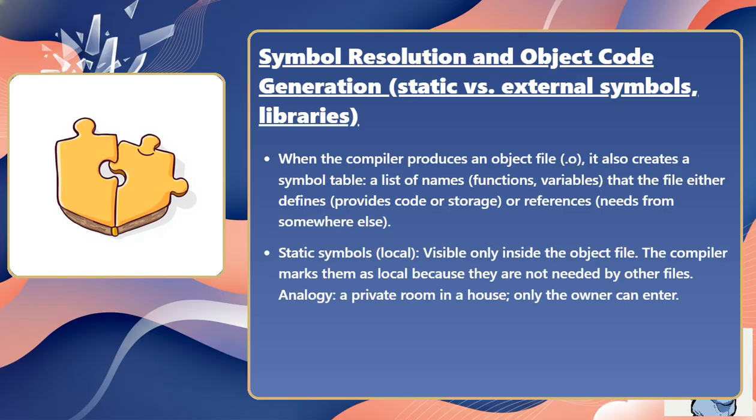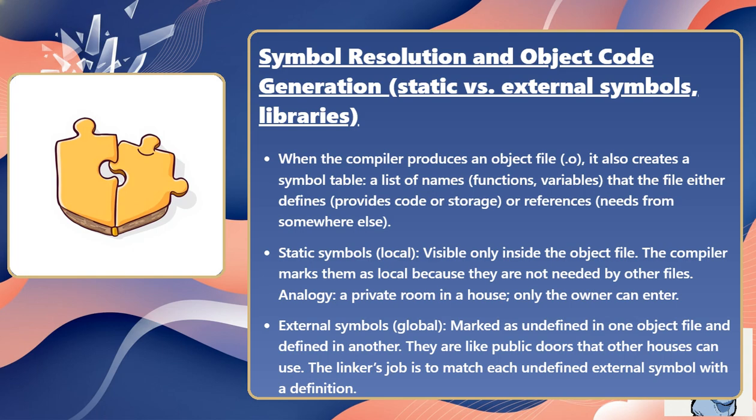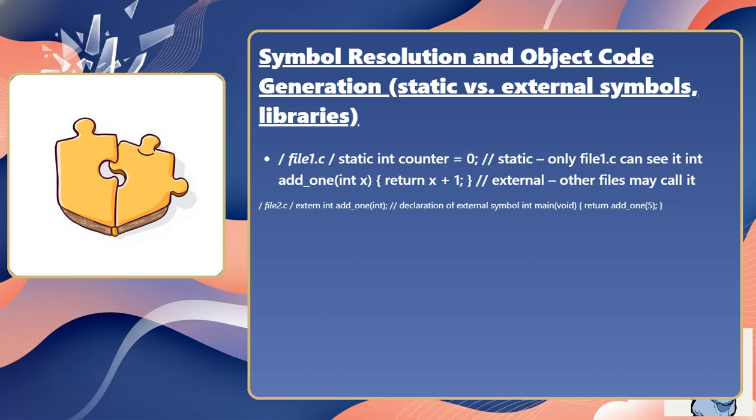Static symbols are local, visible only inside the object file. The compiler marks them as local because they are not needed by other files. Analogy: a private room in a house only the owner can enter. External symbols are global, marked as undefined in one object file and defined in another. They are like public doors that other houses can use. The linker's job is to match each undefined external symbol with a definition.